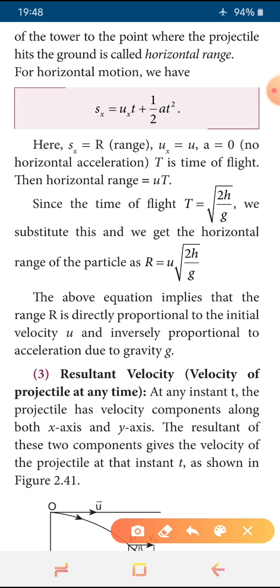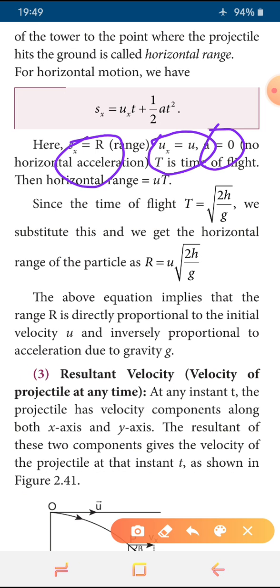The terms will be explained here with x. s is taken as sx, u is taken as ux, then half at square. Sx will be taken as the range, that is nothing but the horizontal distance. Then ux will be taken as the initial velocity. In horizontal, there is an initial velocity, and it stays the same until the end. In horizontal there is no change in velocity, and the acceleration is 0 because in horizontal movement there is no acceleration. And capital T is taken as the time of flight. Then the horizontal range is equal to u into capital T.